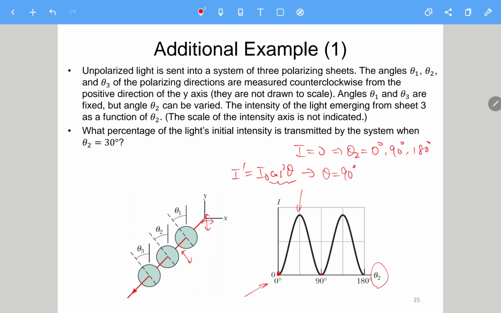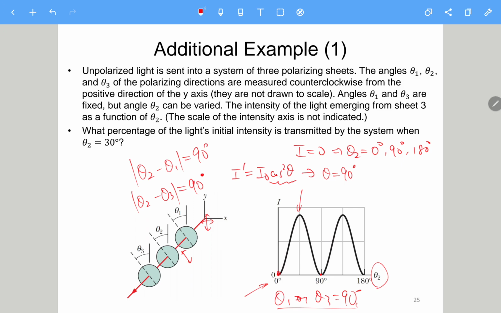Which means that the angle between theta 1 and theta 2, let's say theta 2 minus theta 1, should be 90 degrees, or theta 2 minus theta 3 should also be 90 degrees. Let's say in this case theta 2 is 0 degrees, which means that either theta 1 or theta 3 should be 90 degrees. So at least theta 1 or theta 3 should be 90 degrees to make this point 0.